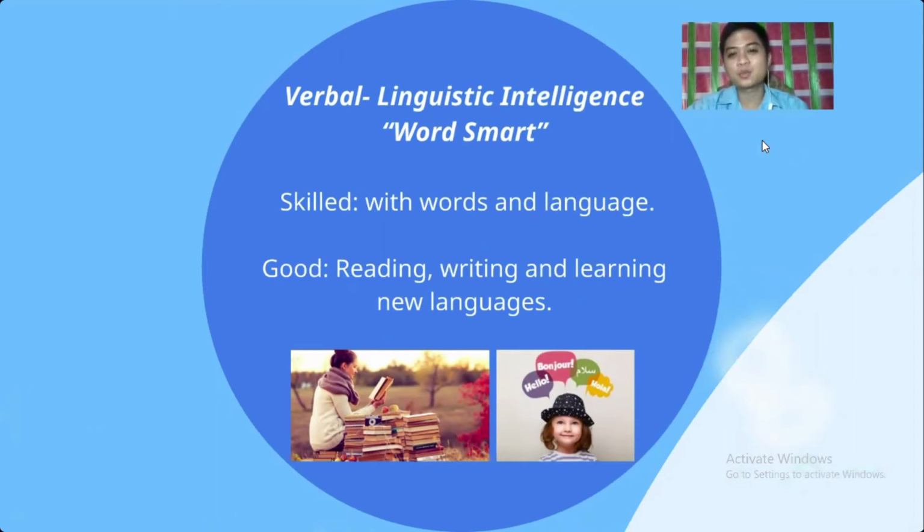They're skilled with words and language, and they're very good at reading, writing, and learning new languages. People who are very strong in linguistic verbal intelligence are able to use words very well. They are very good at writing and speaking, and these individuals are typically very good at writing stories, memorizing information, and reading. Of course, they are debaters and they give persuasive speeches.